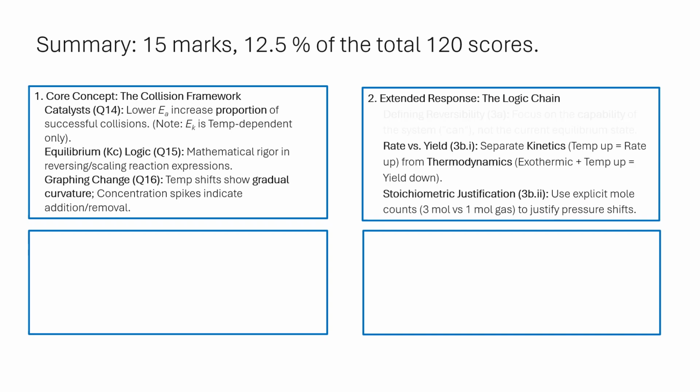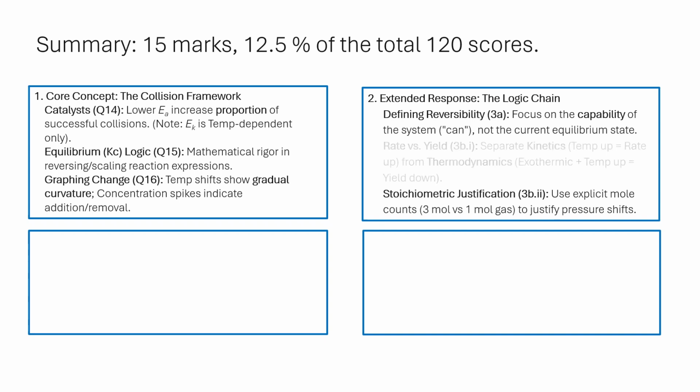2. Extended response, the logic chain. Defining reversibility, 3A: focus on the capability of the system, not the current equilibrium state. Rate versus yield, 3B.1: separate kinetics, temperature up equals rate up, from thermodynamics, exothermic plus temperature up equals yield down. Stoichiometric justification, 3B.2: use explicit mole counts, 3 moles versus 1 mole of gas, to justify pressure shifts.